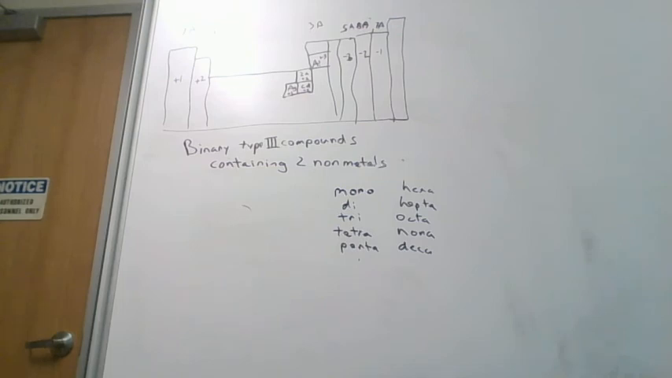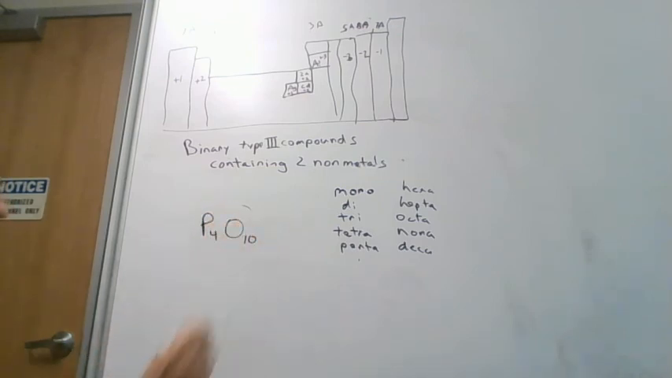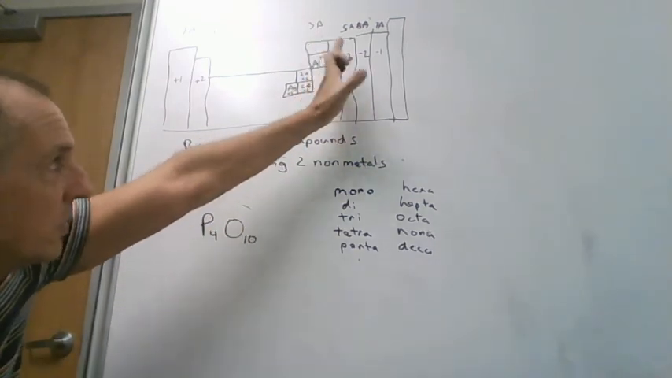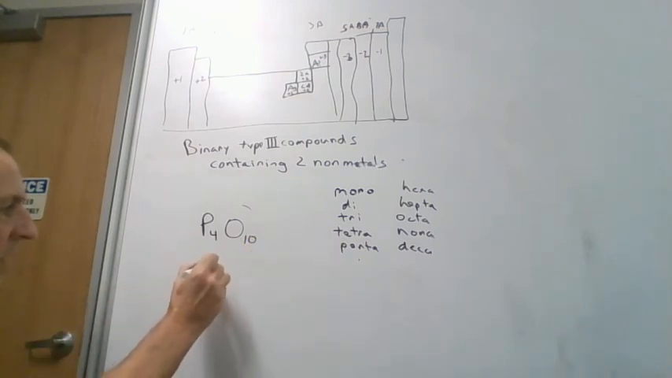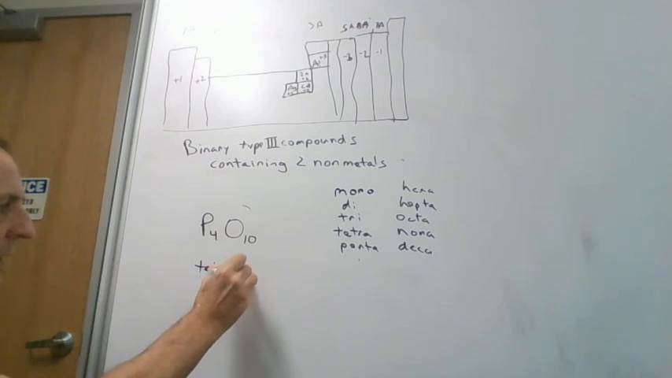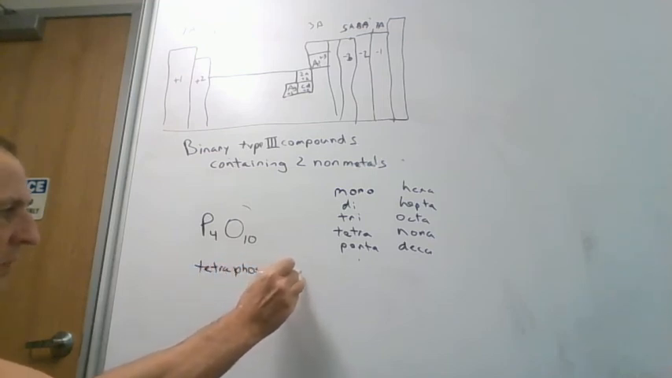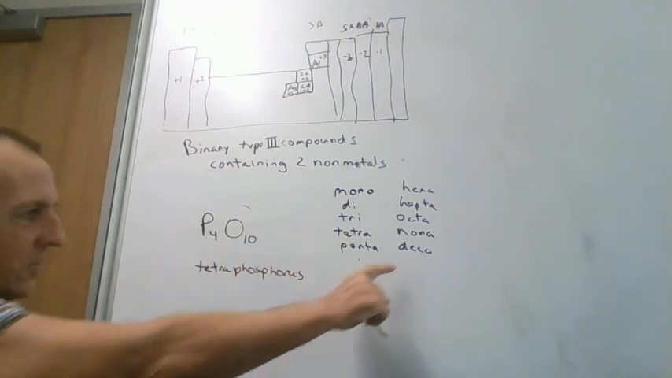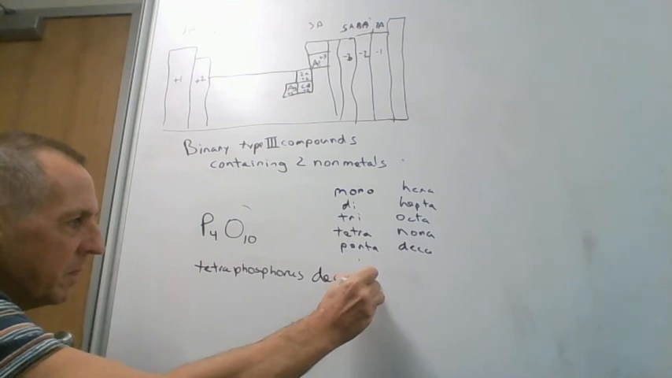Say we have P4O10. We look at our periodic table, phosphorus and oxygen are both over here, so they're not metals. This tells us we have 4 phosphorus, so we have tetraphosphorus, and then we have 10 oxygens, so we need deca, decoxide.